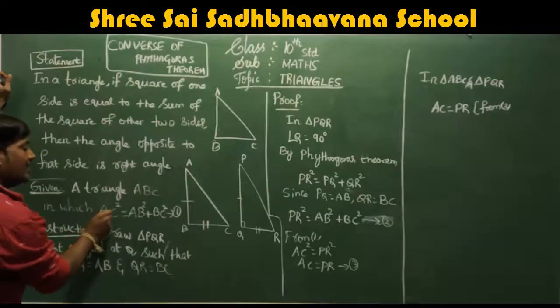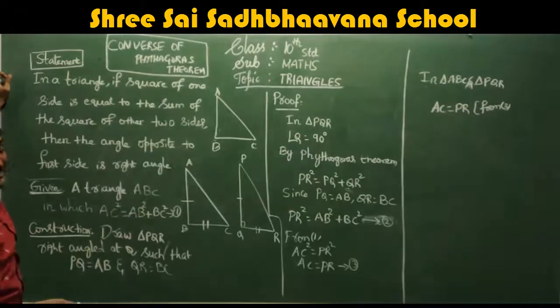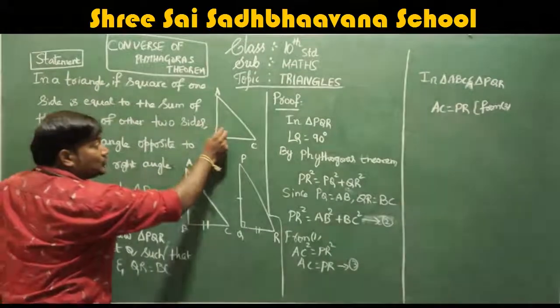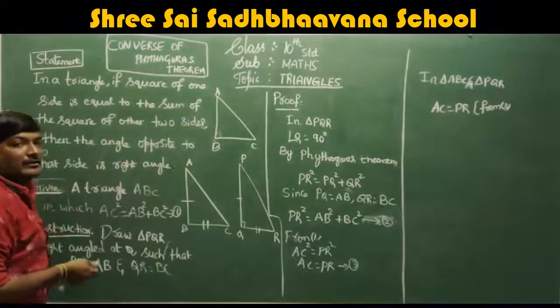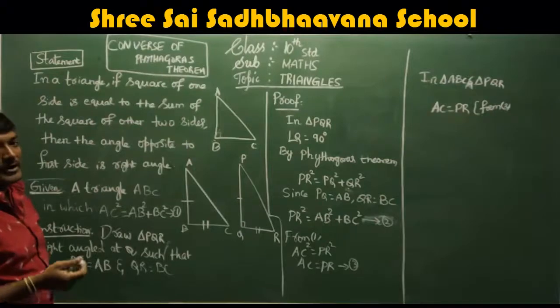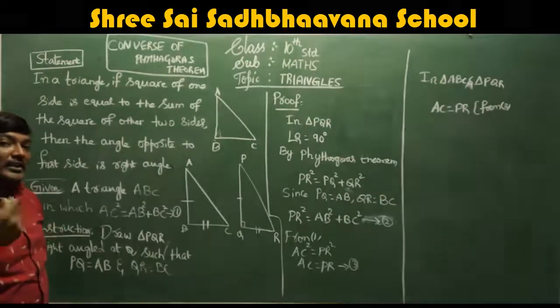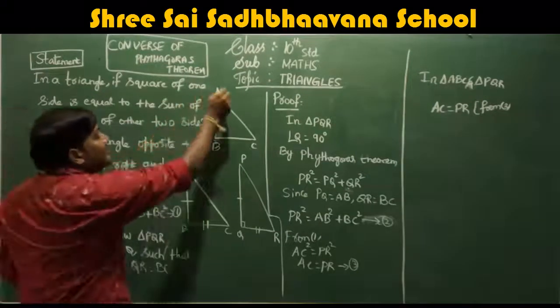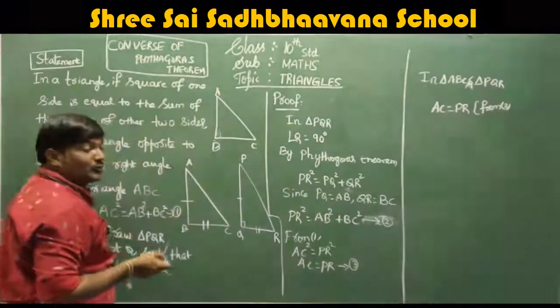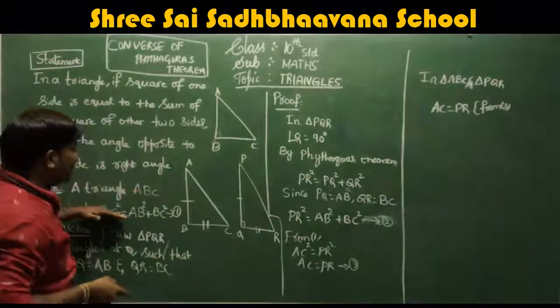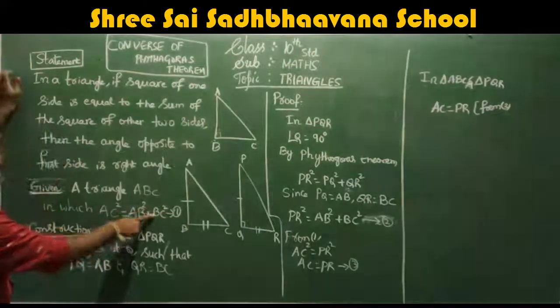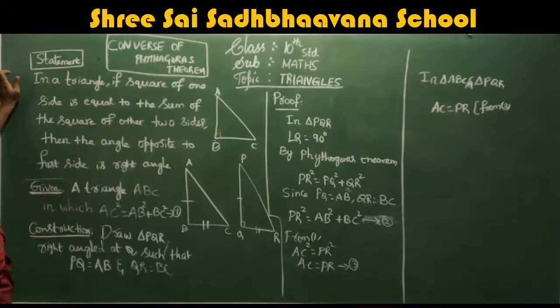In a triangle ABC, AC square is equal to AB square plus BC square. If this condition is satisfied, the triangle you have chosen is a right angle triangle. In the earlier case, in a right triangle, we proved that the hypotenuse square is equal to the sum of the squares of the other two sides. But now they are giving that the hypotenuse square is equal to the sum of the squares of the other two sides. Then what we have to prove is that, if this condition is satisfied, the given triangle is a right angle triangle. I hope you understood this.